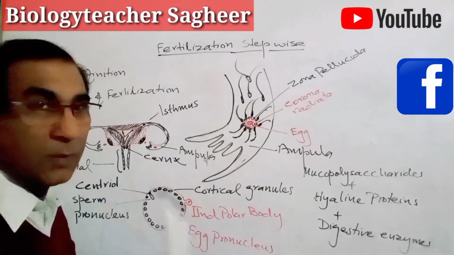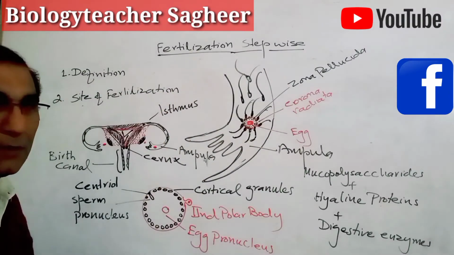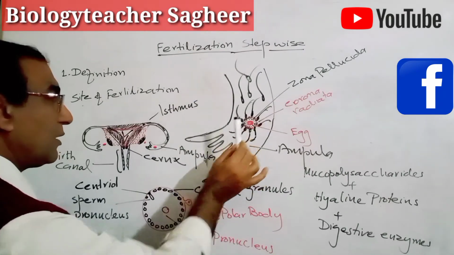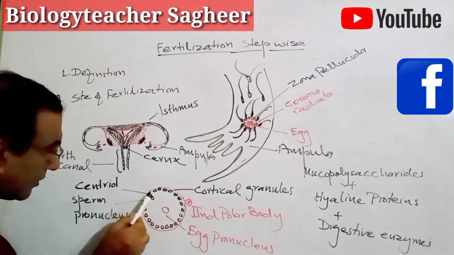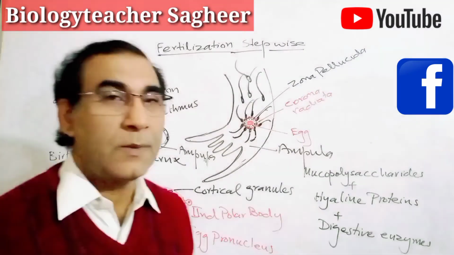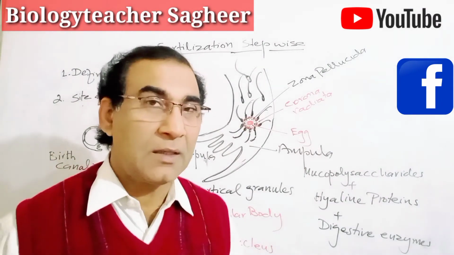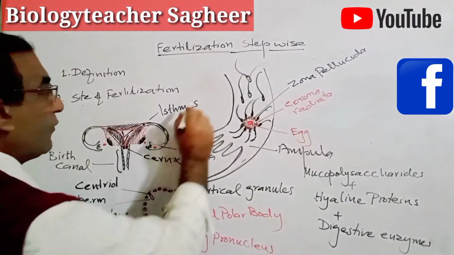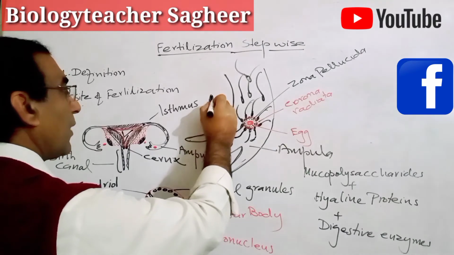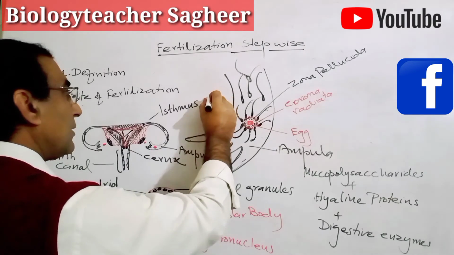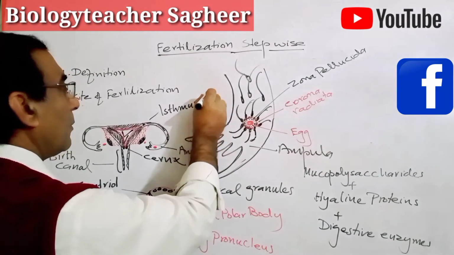Now let us magnify this structure. Suppose one of the sperm crosses this corona radiata and enters into this zona pellucida, and then it approaches the plasma membrane. This is the plasma membrane. It enters the plasma membrane by digesting it through the enzymes which are present in the acrosomal cone. If this is the head of the sperm, here is the acrosomal cone, and this is the head. This is the acrosomal cone, and this is the plasma membrane.